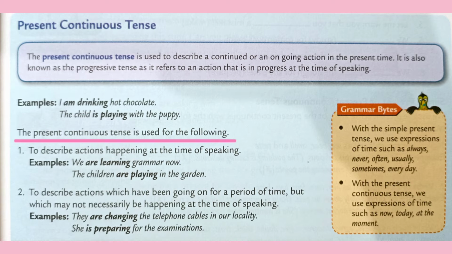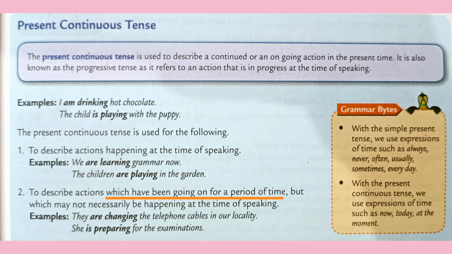The present continuous tense can be used for the following. First, to describe an action happening at the time of speaking. For example, we are learning grammar now. That is what we are doing right now. We are learning grammar. So we are using the present continuous tense, are learning.